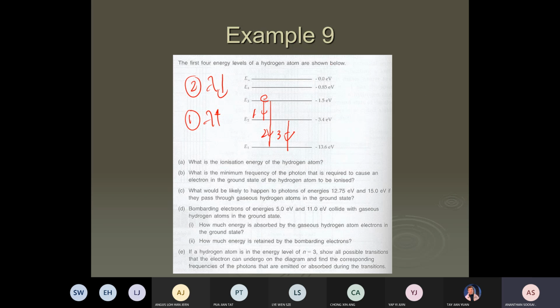The main mistake students make is the arrow direction. When they are asked for the absorption spectrum, the arrow is supposed to be upwards, but they draw it downwards, so you lose marks. Emission spectrum arrow is downwards. Absorption spectrum arrow is upwards. Okay.